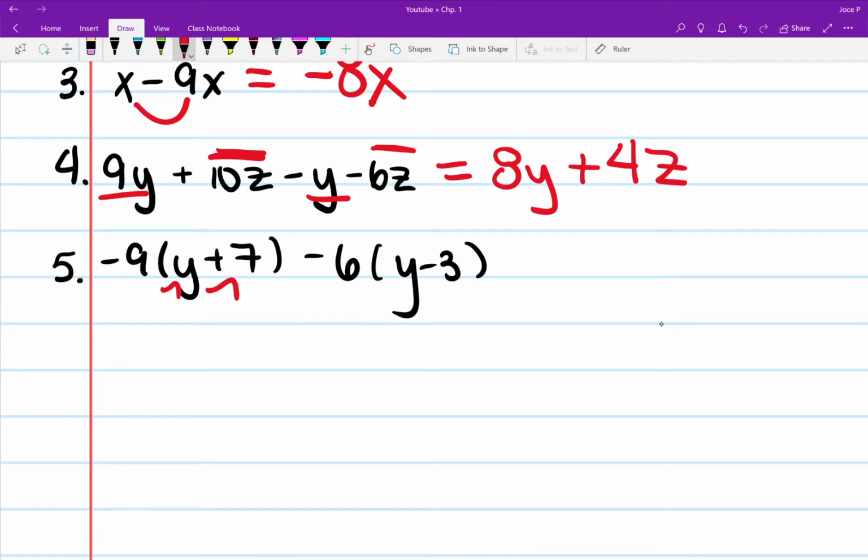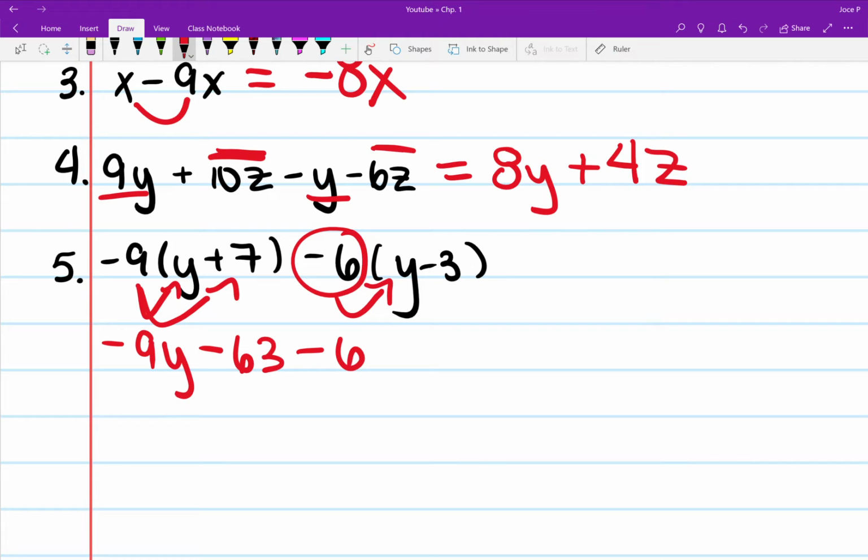So over here, negative 9 times y, we're going to have a negative 9y. Then negative 9 times a positive 7, negative 63. Now over here, we're going to have negative 6, whole thing. Negative 6 times y, negative 6y, negative 6 times negative 3, positive 18.